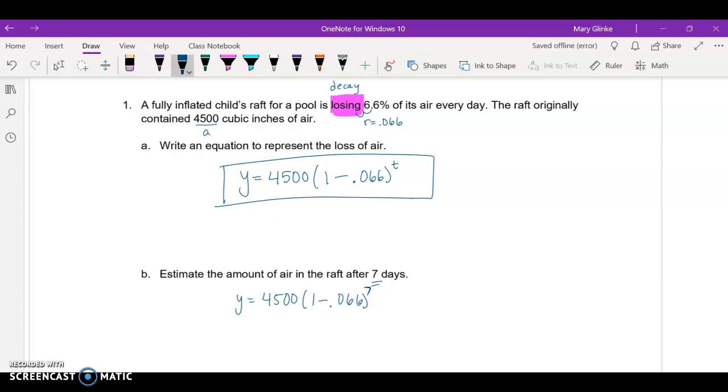So we're going to type all of that in on our calculator. You just type it all in the same way. And we should end up with 2790.23 cubic inches of air.